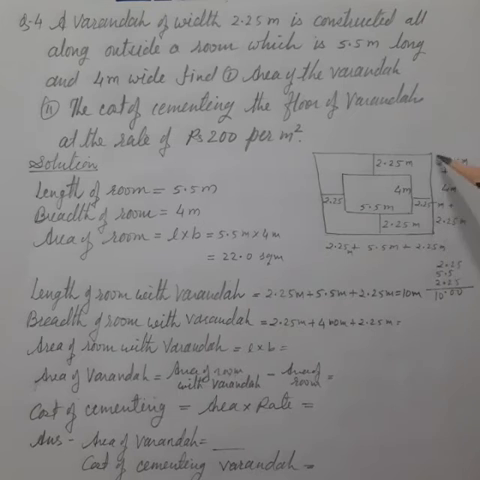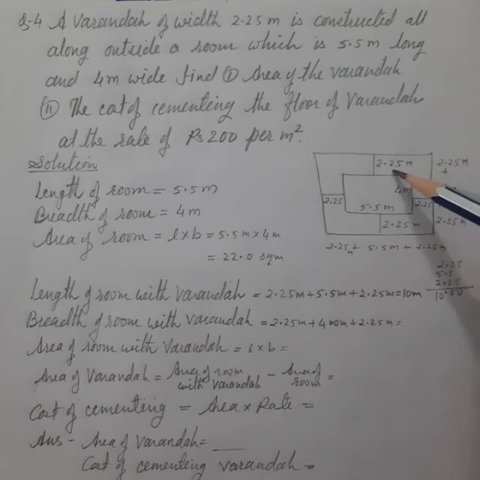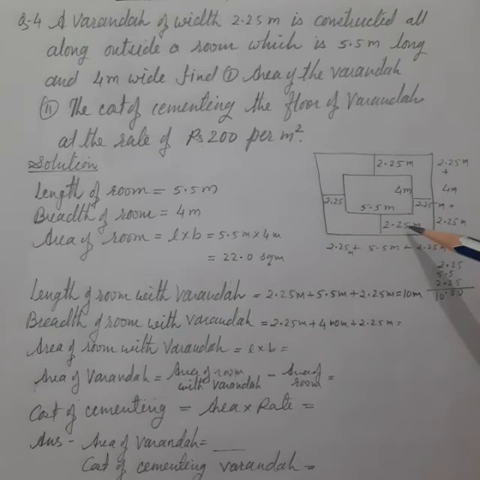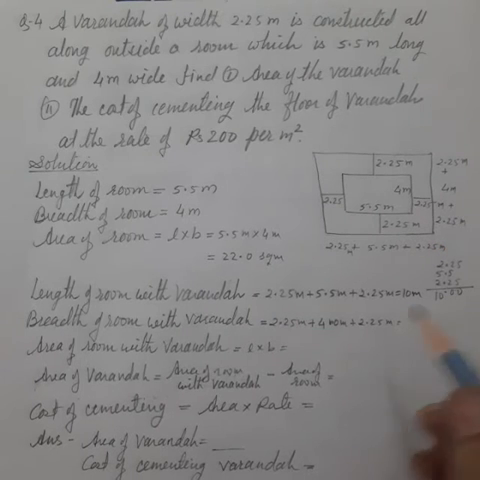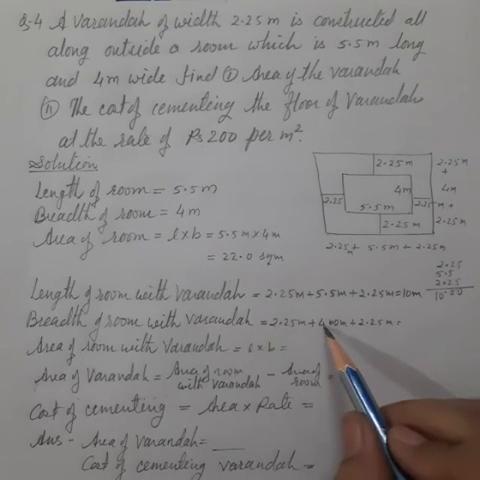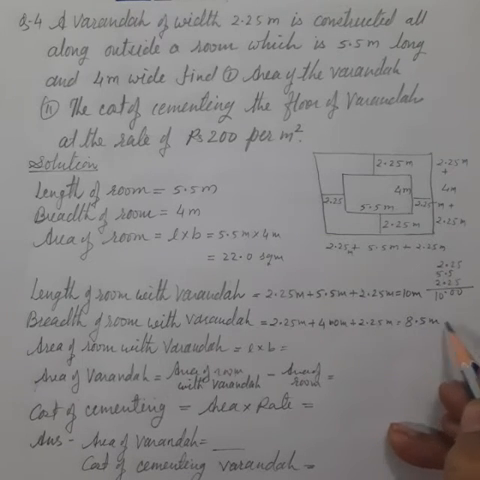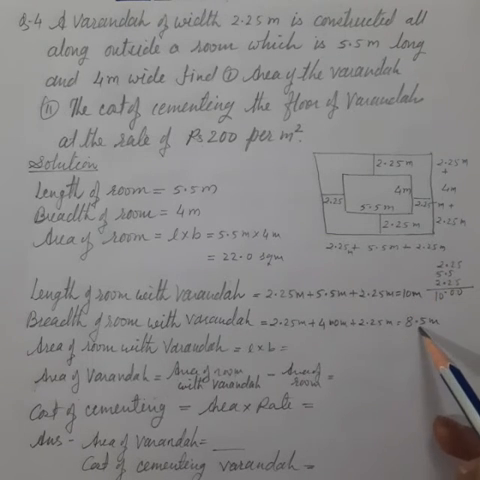Now the breadth of the outer rectangle. Width of the veranda 2.25 meter, width of the room 4 meter and width of the veranda again 2.25 meter. So total we get 8.5 meter. Now this is the length and this is the breadth.